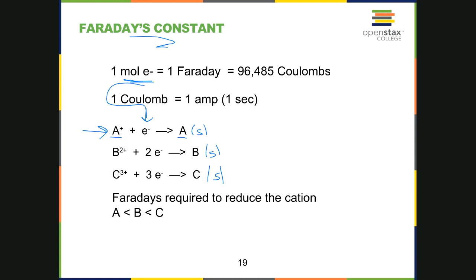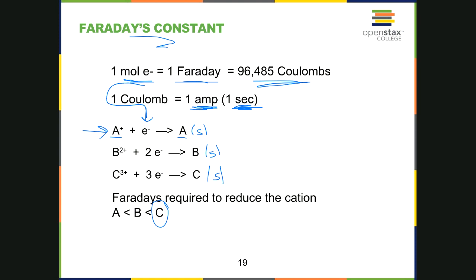And then we use Faraday's constant, which converts it into coulombs. Coulombs is equal to 1 amp of electrical current for a time period of 1 second. So we're basically calculating how much electricity would be required to do some of those processes that we saw earlier. And the take home here is that the more positive the charge is, like C has the most positive charge, the more Faradays would be required, more electrons would be required in order to reduce it to the metal.